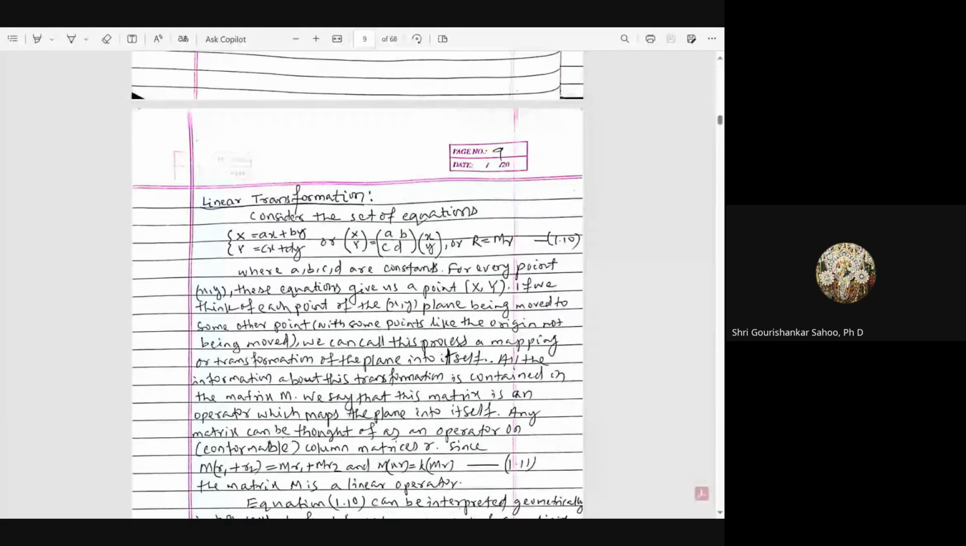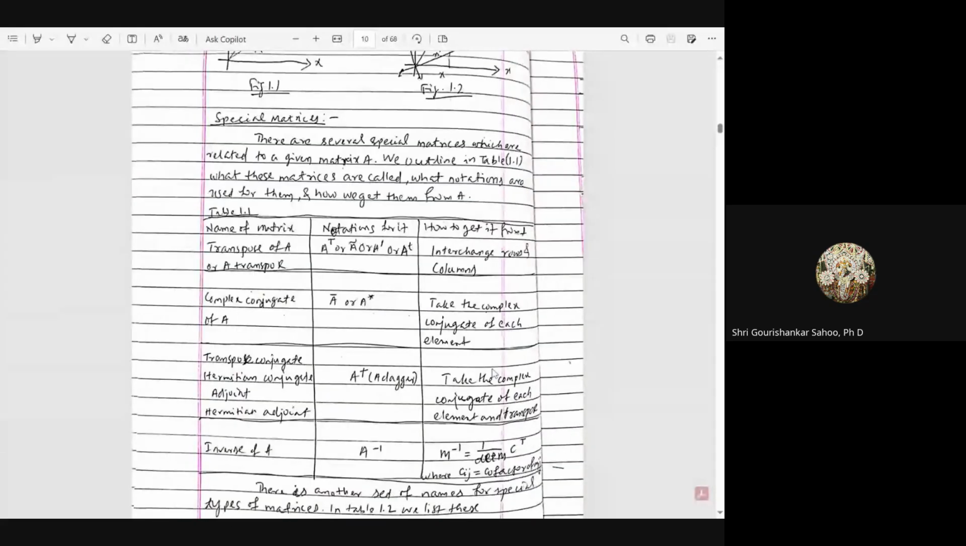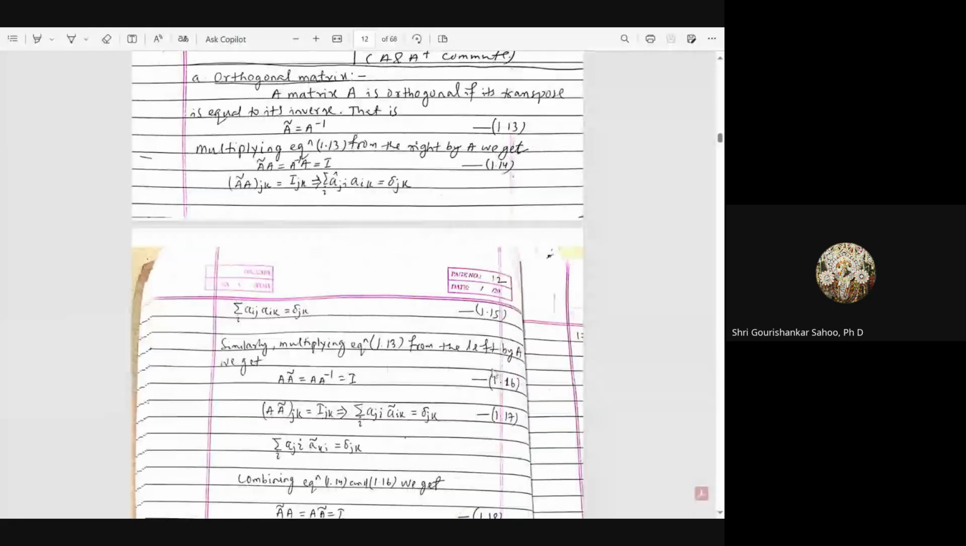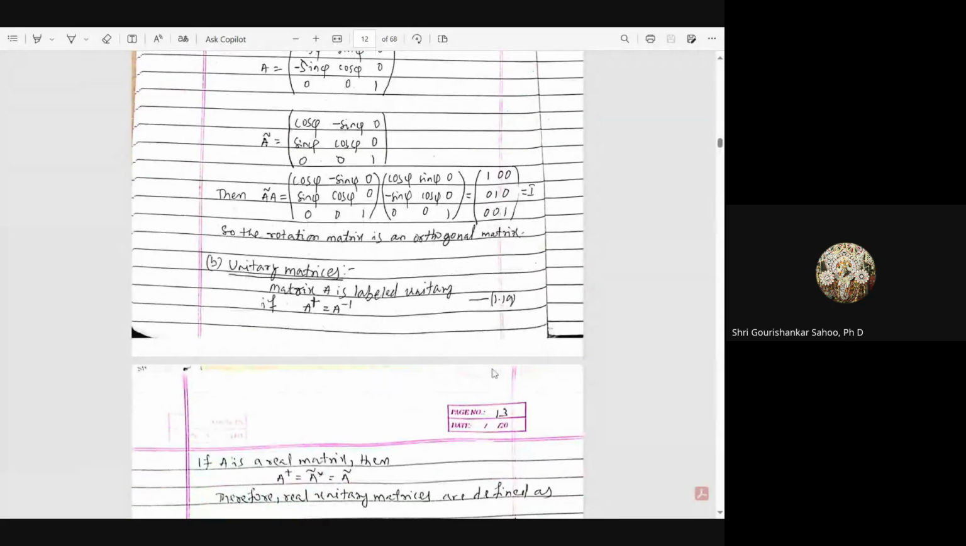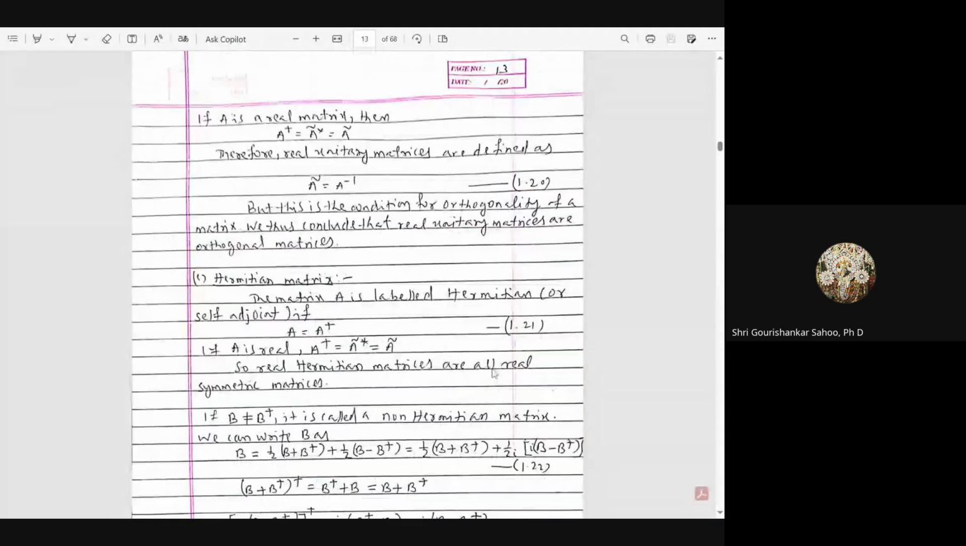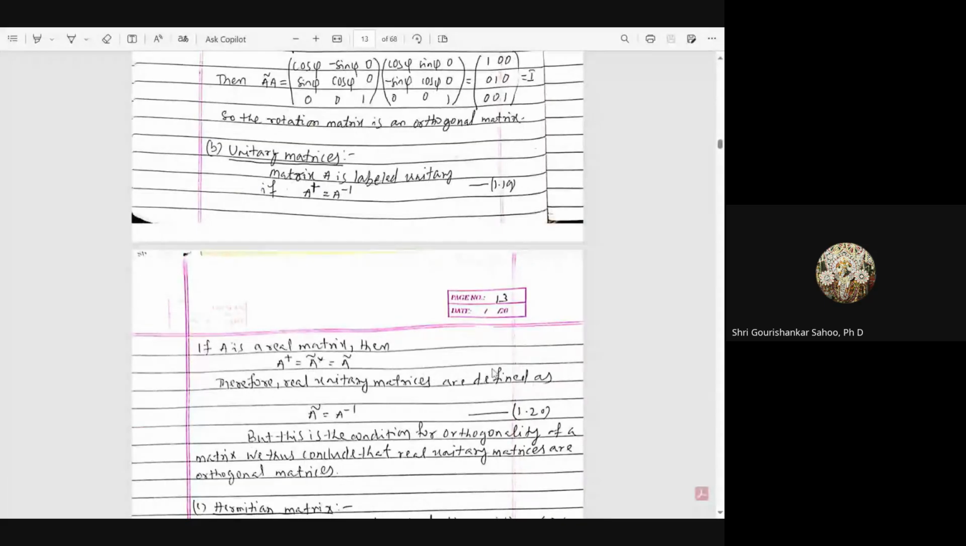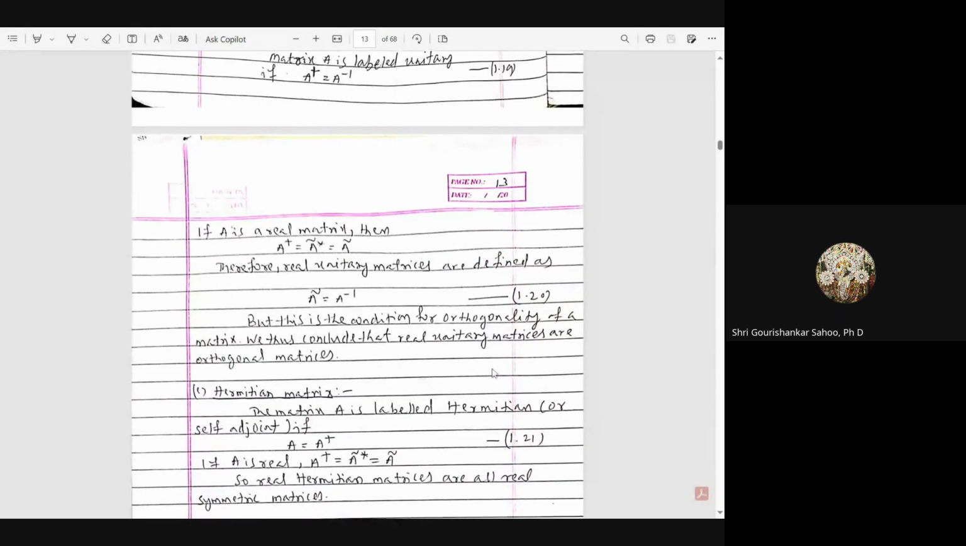So after that we shall discuss today. Yesterday we also discussed the orthogonal matrix and the unitary matrix, where A dagger is equal to A inverse. If A is a real matrix, then A dagger is equal to A transpose star, which is equal to A transpose. Therefore, a real unitary matrix is defined by A inverse.